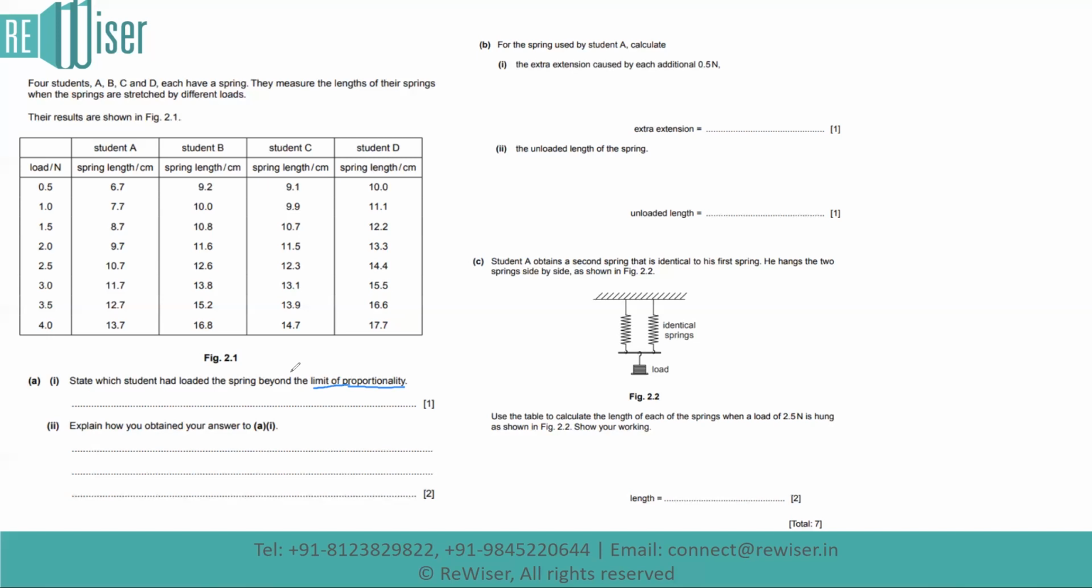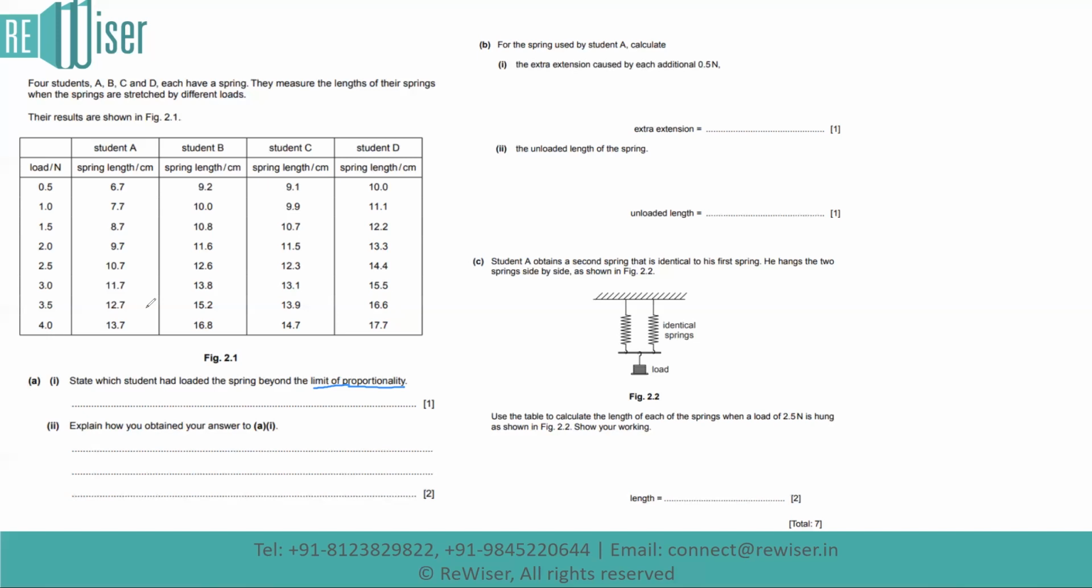We understand from the graph that student A and student D are those students who have exceeded the limit of proportionality, as we notice that beyond certain values, the linearity between the extension of the spring and the load applied is not obeyed. Explain how you obtain the answer to part A.